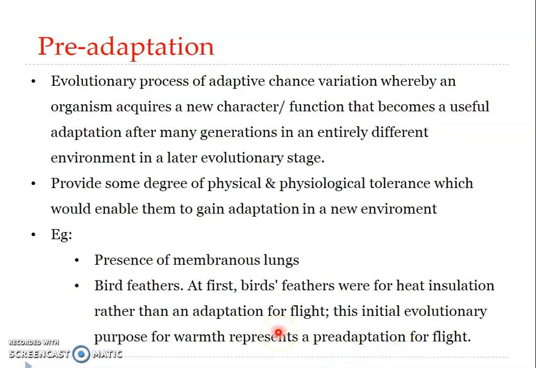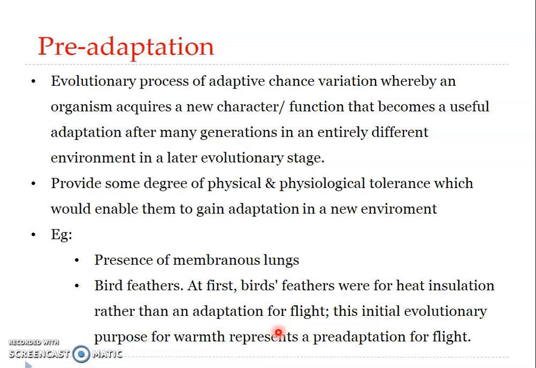Pre-adaptation can be considered as characters which have usefulness or adaptive value not in the immediate environment, but in a different distant future environment or mode of life. So the character may be present, but it may not be useful at present, but in later, distant future generations, it may become useful. Such adaptations or characteristic features are known as pre-adaptation, right?